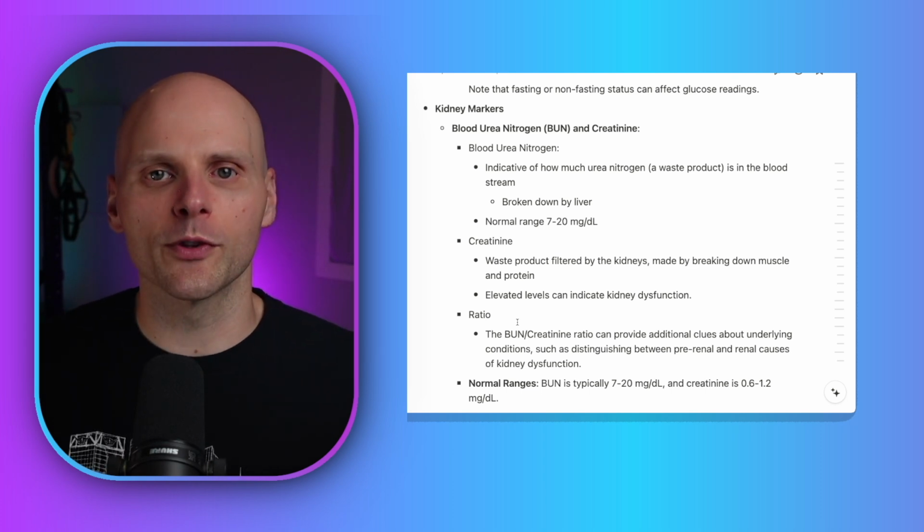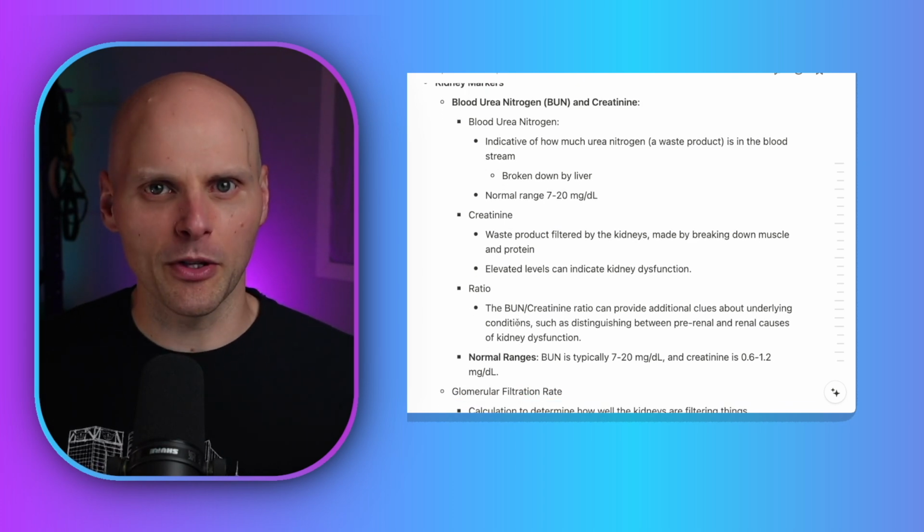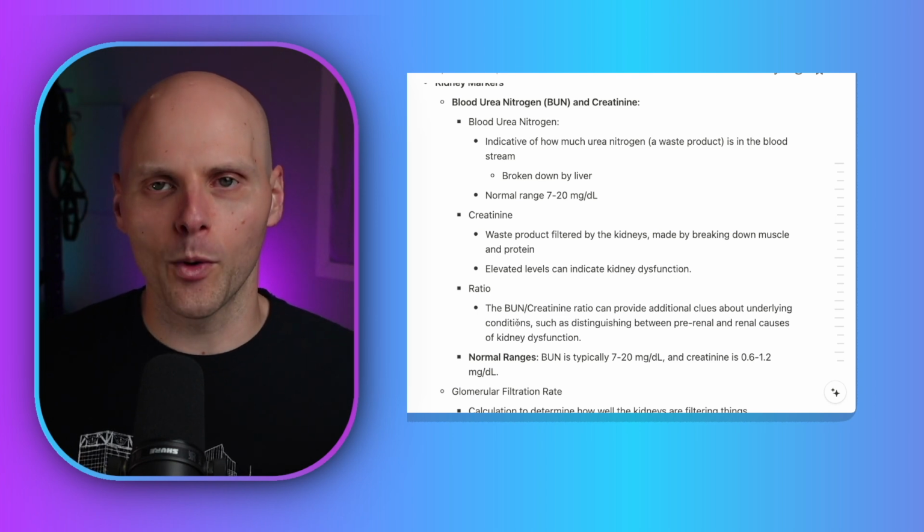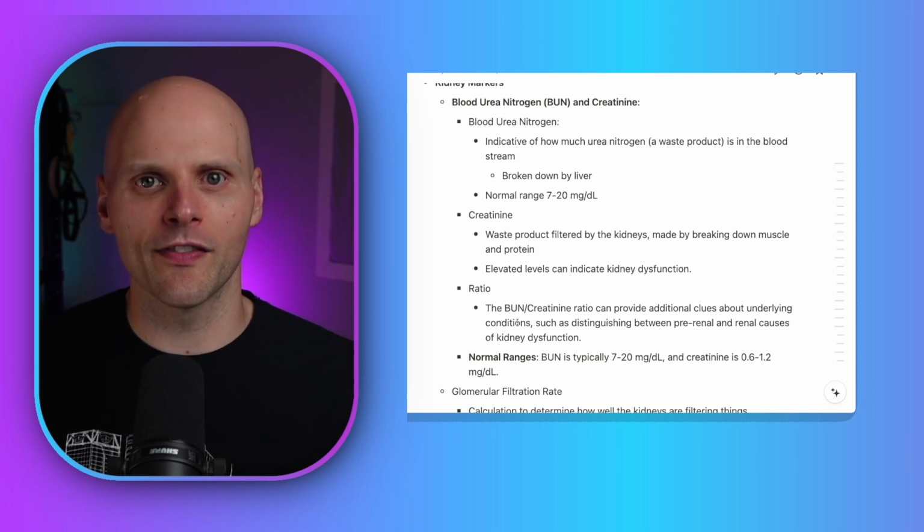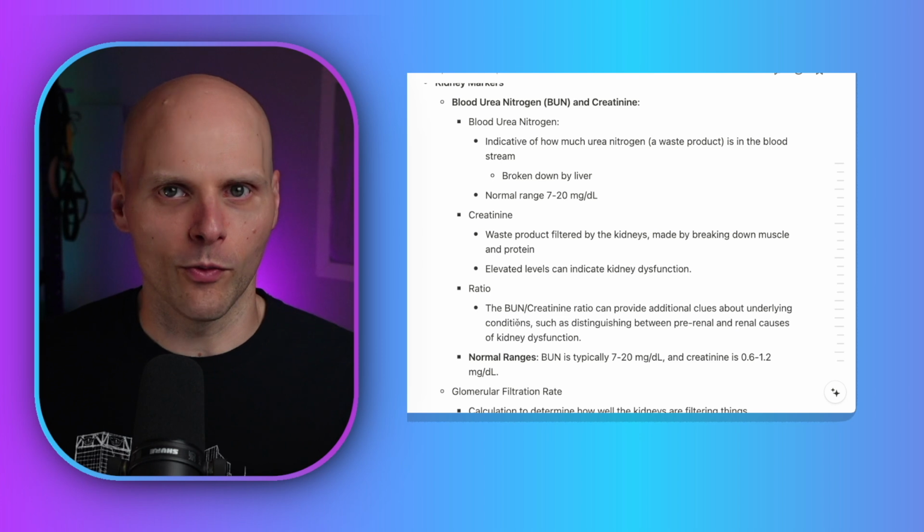And normal ranges for the BUN is typically around 7 to 20 milligrams per deciliter, and creatinine is about 0.6 to 1.2 milligrams per deciliter, and that is going to depend on where you get that reference range. Some people stop at 1.1, others I've seen up to 1.3. As we mentioned, most labs are kind of variable there, but that's the general range, about 0.6 to 1.2.